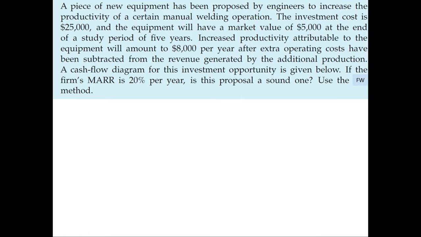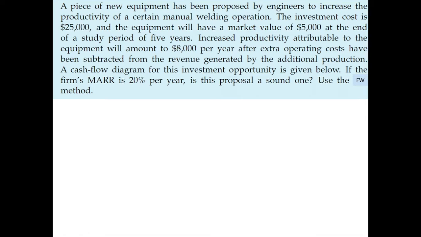Somebody will buy this equipment as second-hand equipment, and they will pay you $5,000. That's one receipt you get at the end of the 5 years. Also, at the end of every year, this new equipment is going to save you some money. It lowers your cost and increases your productivity. Anyway, the net profit for your company is going to be $8,000 every year. It is also given that the MARR for the company is 20%. So now you want to use the FW method to decide if this is a good project to accept or not.